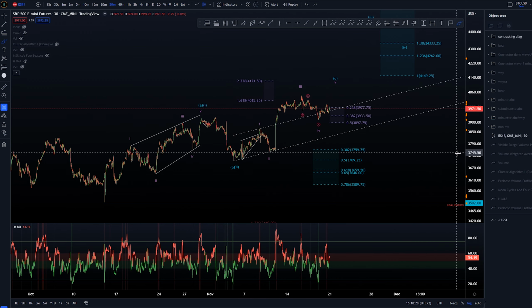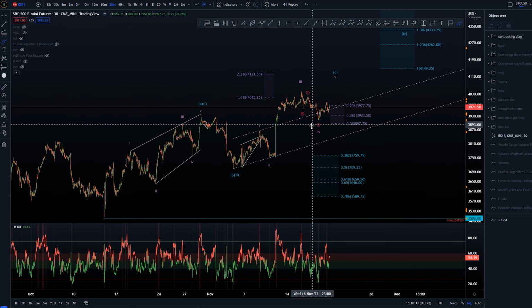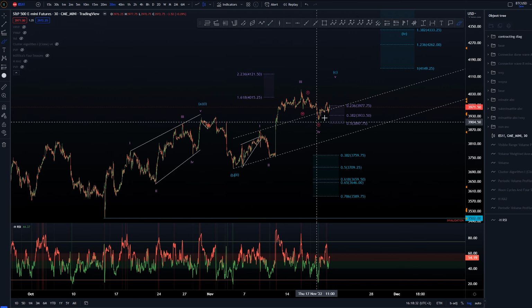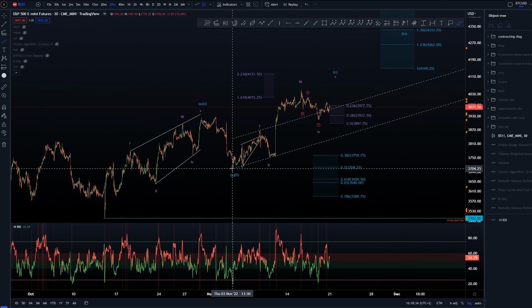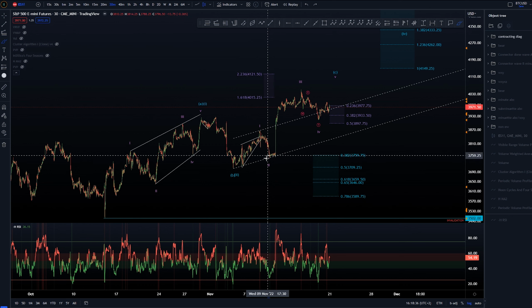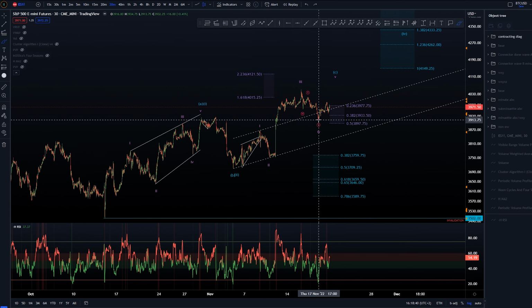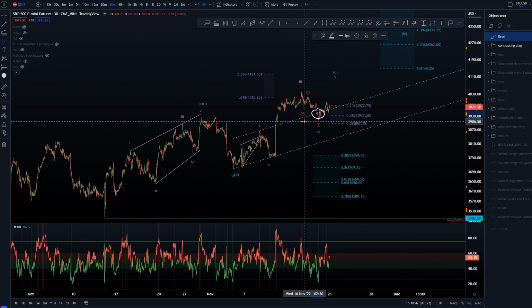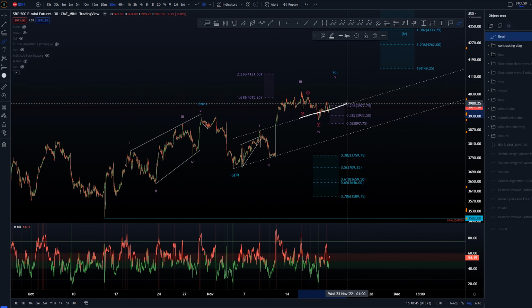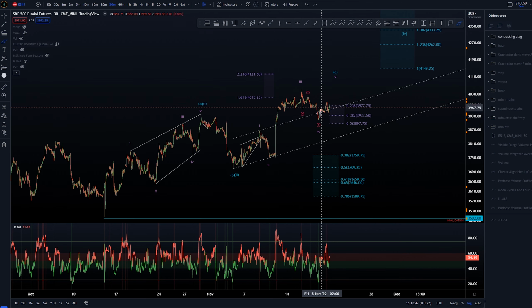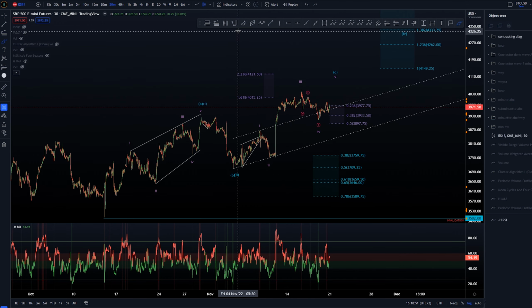The only thing that I didn't really like about this low being made was that we did get back into this base channel that we had, again pivoted from 0 to 2 and then pulled to wave 1 here, and wave 4s generally should be lying around this trend line that we have here as the base trend line. So that is something to watch as well.